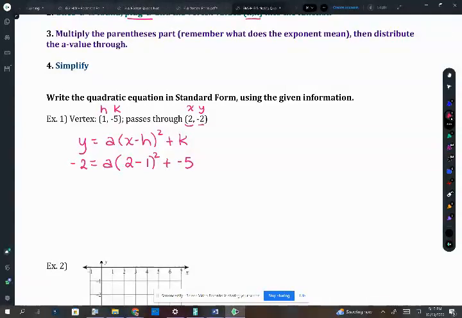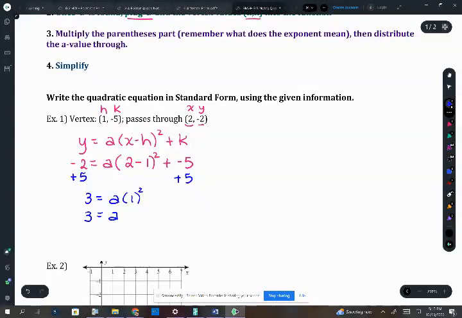And we just solve it as if it's a normal equation. So we're going to add 5 to both sides. So that's going to give us 3 is equal to a. We're going to do the math inside. So 2 minus 1 is 1, squared, but 1 squared is just 1. And so we're left with a is equal to 3. So now as we write our equation, we go back up to our normal equation. We're going to go y is equal to a, which is 3, times (x minus h, which is 1) squared, plus k, which in this case is -5. And so that's how we're going to find our equation.